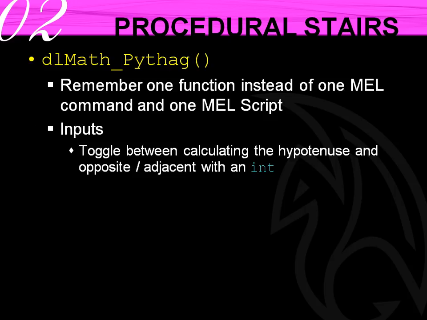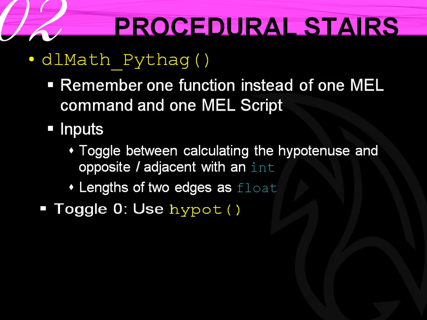So the first input is an integer that's sort of a toggle, it's on or off, to decide whether you want to use Maya's hypot command or whether you want to use the technique that we developed to allow you to find the length of the opposite or the adjacent instead of just the hypotenuse. And then the other inputs that it takes, of course, are the lengths of the two edges as float. So it takes 3 inputs, one to toggle if we want to find the hypotenuse or something other than the hypotenuse, and the other inputs essentially the length of the 2 edges that we want to calculate.